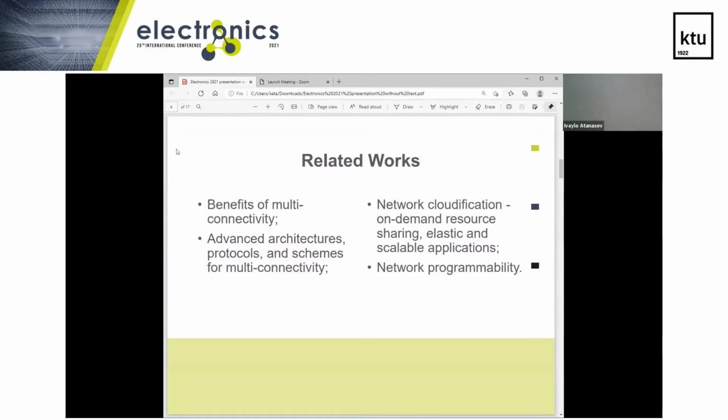So, the related works are about the benefits of multi-connectivity, about the advanced architectures, protocols, and schemes for multi-connectivity, about network cloudification on demand as resource sharing, and finally about the core network cloudification and programmability.